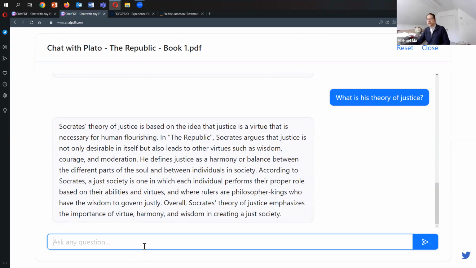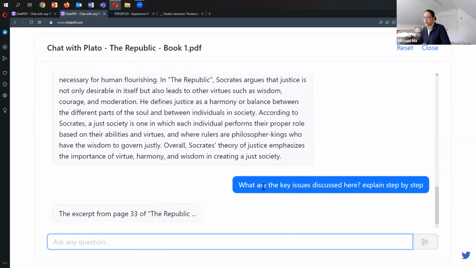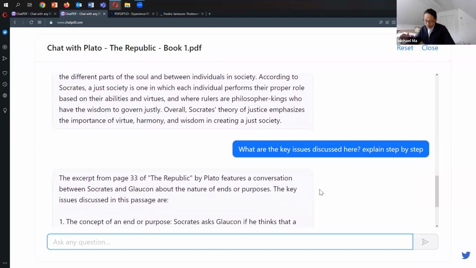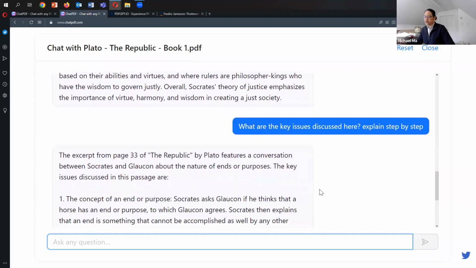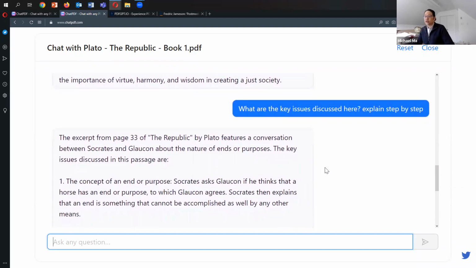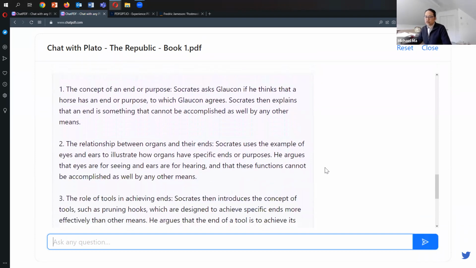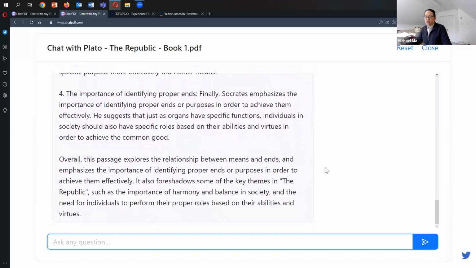So you can understand here, what are the key issues discussed here? Explain step by step. And then it excerpts something and it talks about this, the program is telling me about this conversation between Glaucon and Socrates, and it starts listing the key issues discussed, 1, 2, 3, 4, and then it ends with a summary or conclusion overall of this passage.